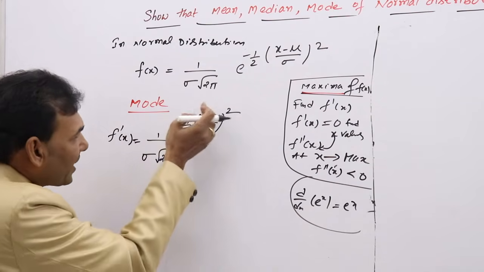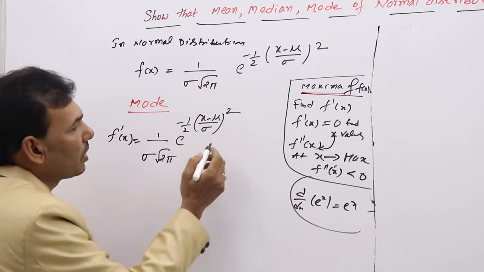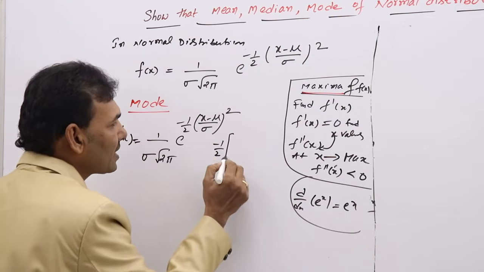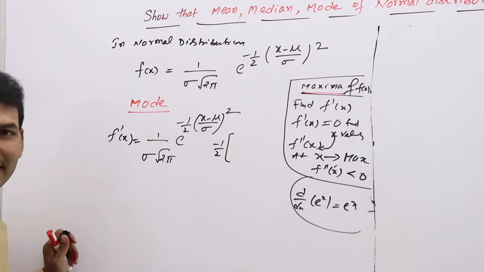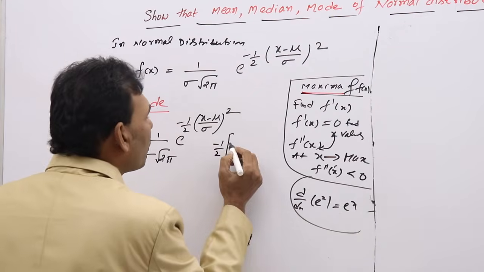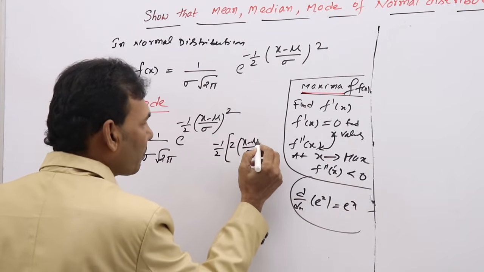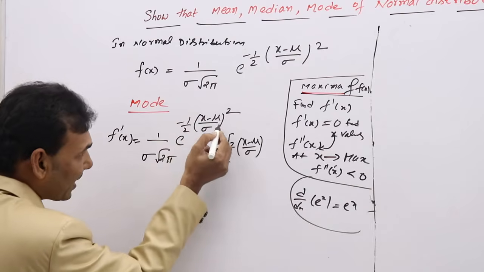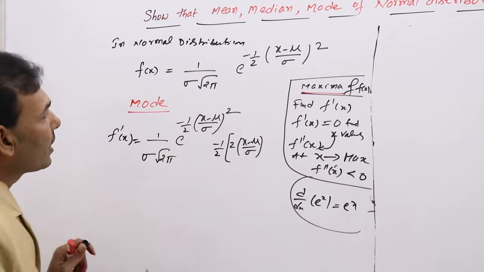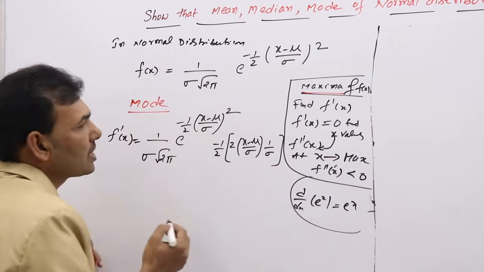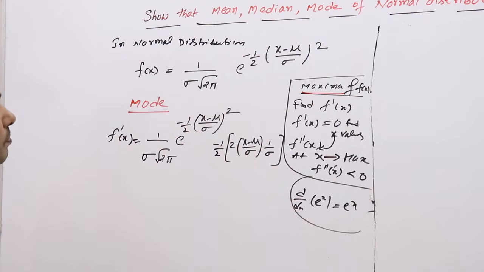Next, differentiate the internal term, keeping minus 1 by 2 constant. Treating this one as x square, the differentiation of x square is 2x. So 2 into x minus mu by sigma. Again differentiate the internal term. The differentiation of x is 1, so 1 by sigma you will get. This is the complete differentiation part.